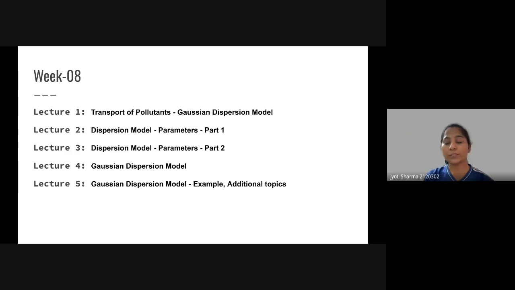Then in week 8, this was the last week, we started with the dispersion model and the Gaussian dispersion model. Whenever we have a plume, that plume is moving, but there is the highest concentration of the pollutant in the center, and that's how this makes a bell-shaped curve. This is nothing but the Gaussian curve, or you can say the normal distribution. And from this we learned at what place there will be a high concentration of the pollutant, and at some distance we can calculate the pollutant. So this we learned in week 8.